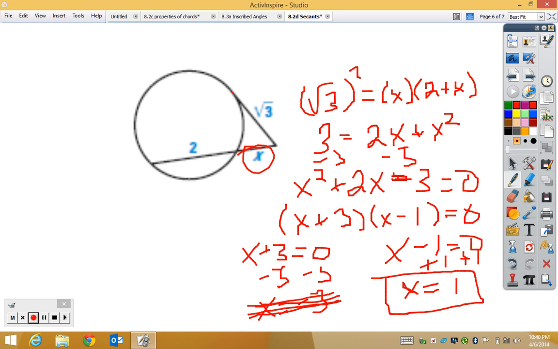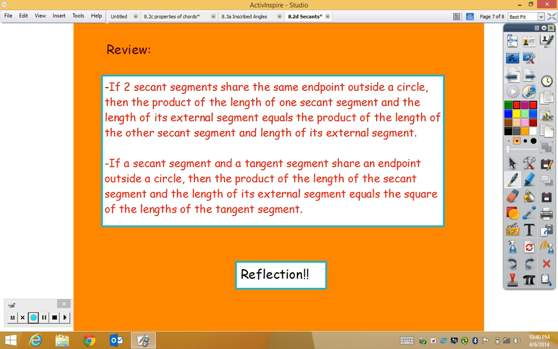And to review, if two secant segments share the same endpoint, then the product of the length of one segment and the length of its external equals the product of the length of the other times its external. And if a secant and a tangent segment share an endpoint outside of the circle, the product of the secant and the external segment equals the square of the length of the tangent.